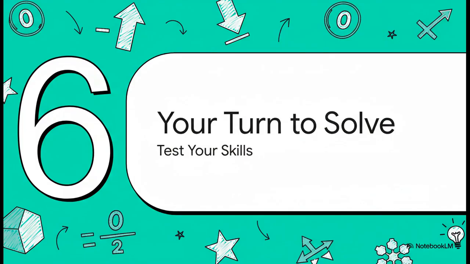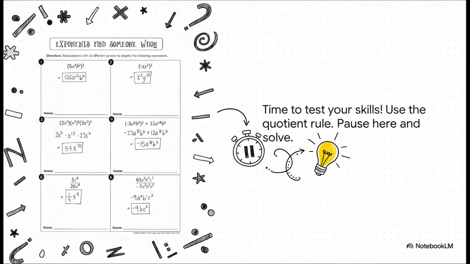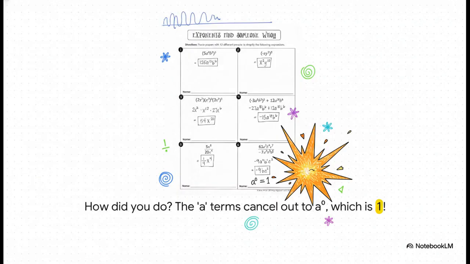Okay, you've seen the rules, you get the logic, and you've seen a couple of examples. Now, it's your turn to put it all together. Here is your challenge problem. You're going to need to use the quotient rule for each of the variables here. So go ahead and hit pause right now, work it out, and then press play when you're ready to see the solution. All right, you back?